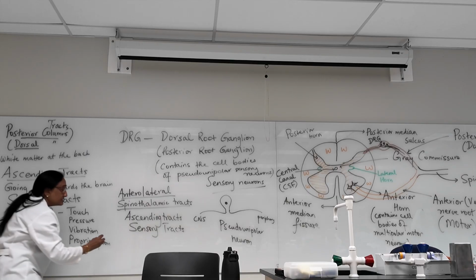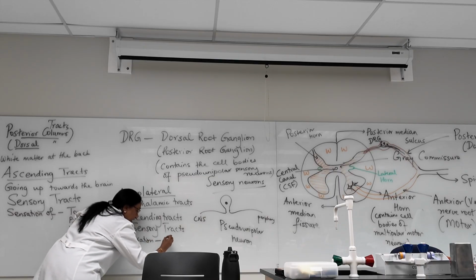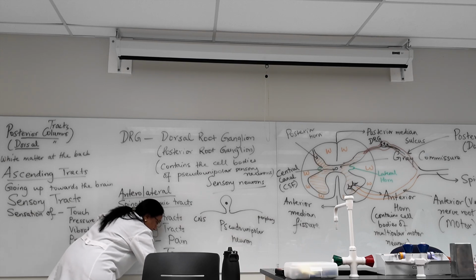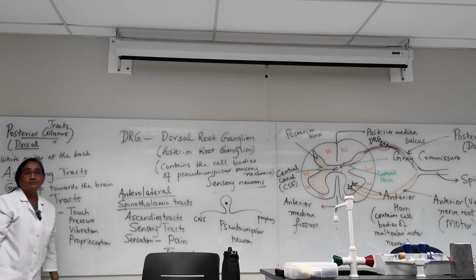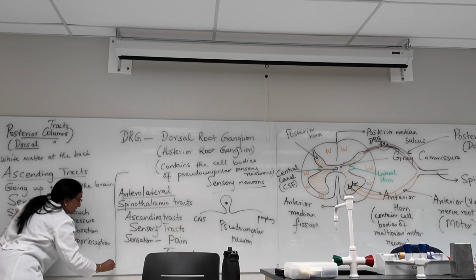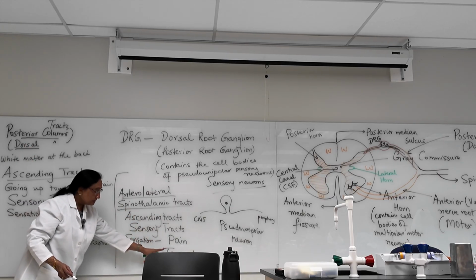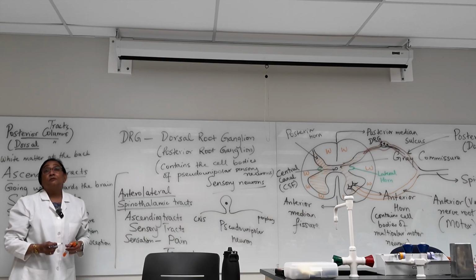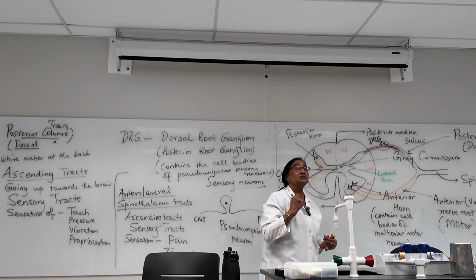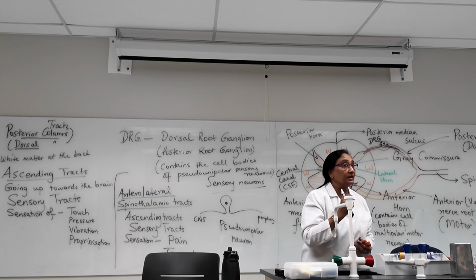Now, what kind of sensation does this carry? It carries the sensation of pain and temperature. So, dorsal column carries these. Anterolateral column carries these. Why should you know this? Because if damage occurs on the sides of the spinal cord, the person will lose the sensation of pain and temperature. They will not be able to detect pain and temperature.